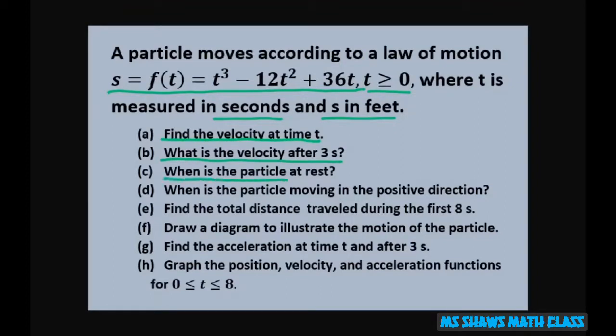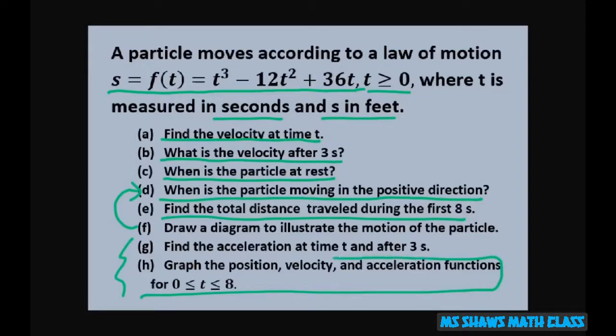When is the particle at rest? When is it moving in a positive direction? And we'll also look at the negative direction. Find the total distance. Draw a diagram based off t, basically. Find the acceleration and graph. I graph this with the calculator, but you need to just make sure your window is set correctly. So basically, let's do the first part.